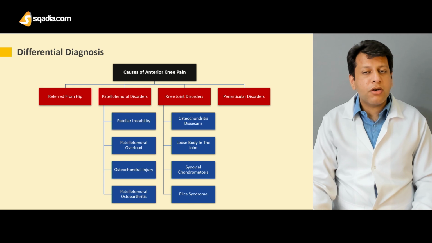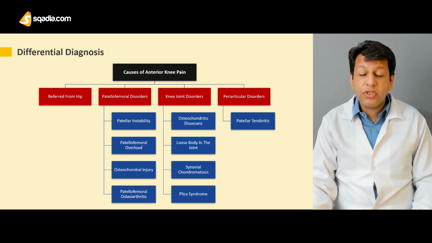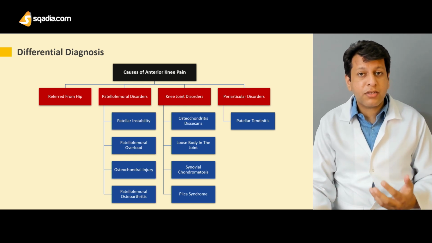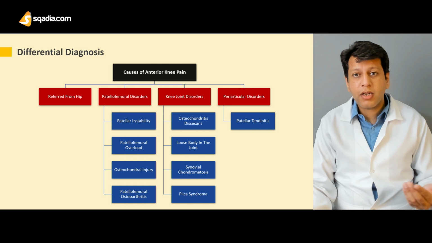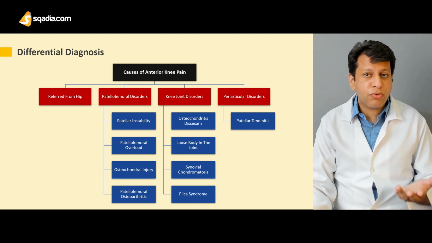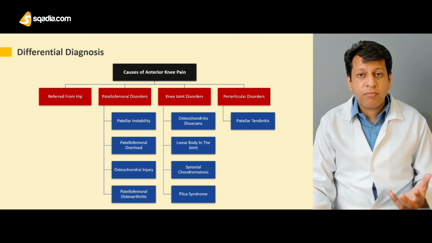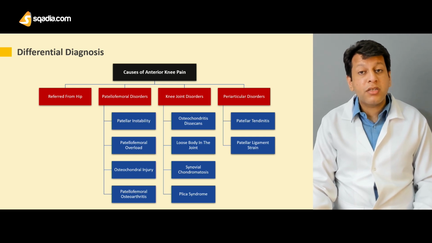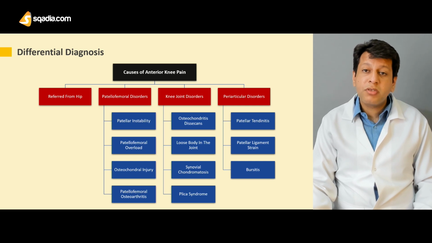Others are periarticular disorders, which include patellar tendinitis. For example, the patient may not be having a problem with the patella or the undersurface of the patella, but it may simply be the patellar tendon, which may be bruised or torn due to some activity, may have some form of micro tear, which may be causing the pain. It could be a patellar ligamentous strain or sprain of the patellar tendon, or it could even simply be bursitis.